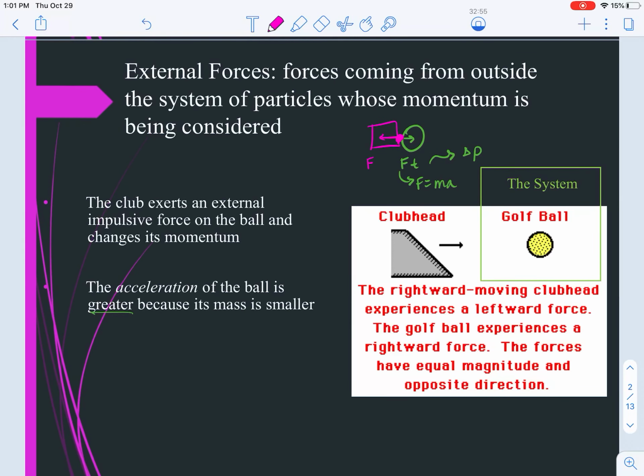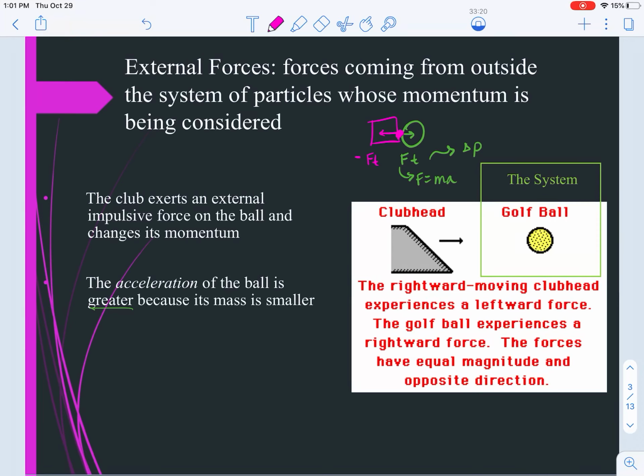Now, Newton's third law tells me that the force exerted onto the golf club is the same as the force exerted onto the golf ball, except that it is in the opposite direction. So that force is going to be equal in magnitude, but it's going to be negative in value. This is a contact force, so the amount of time that the golf club receives the force is the same as the amount of time that the golf ball received the force.